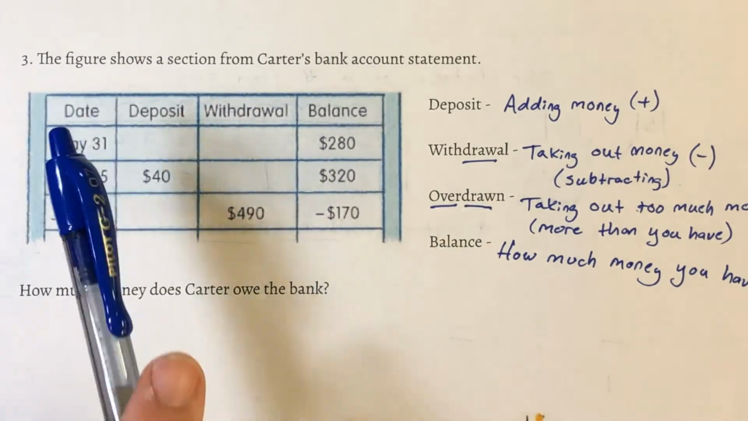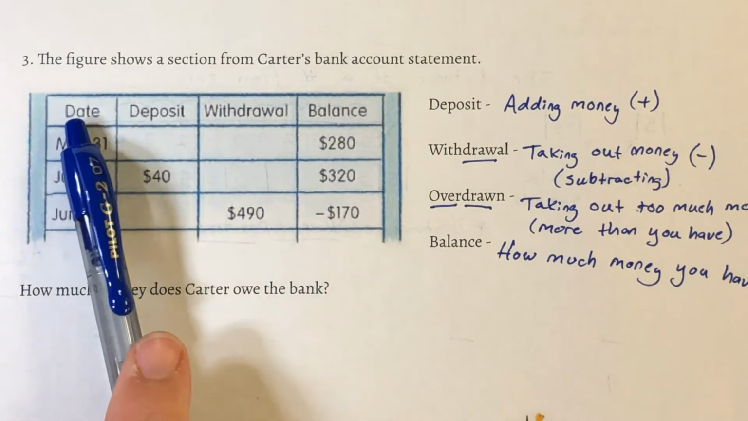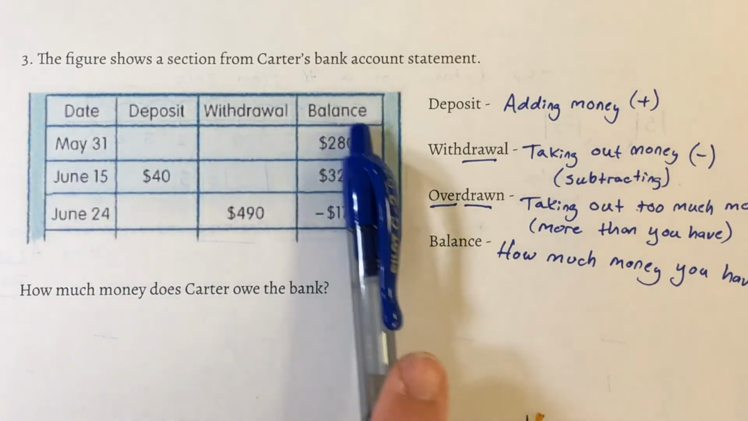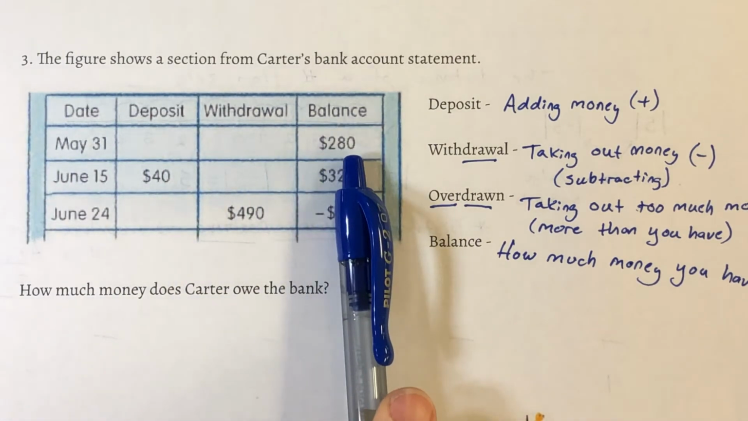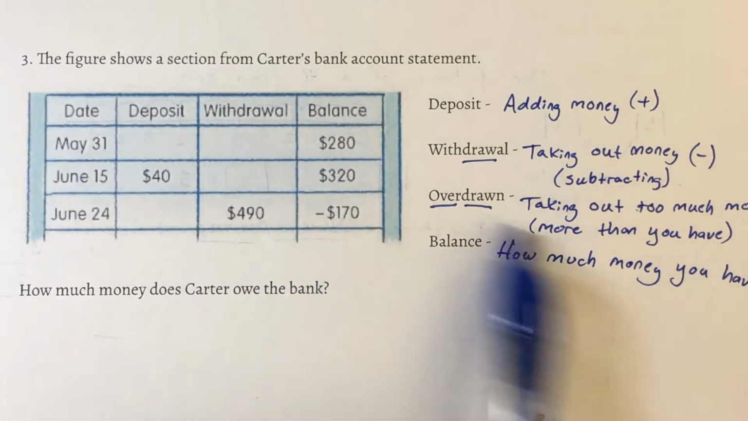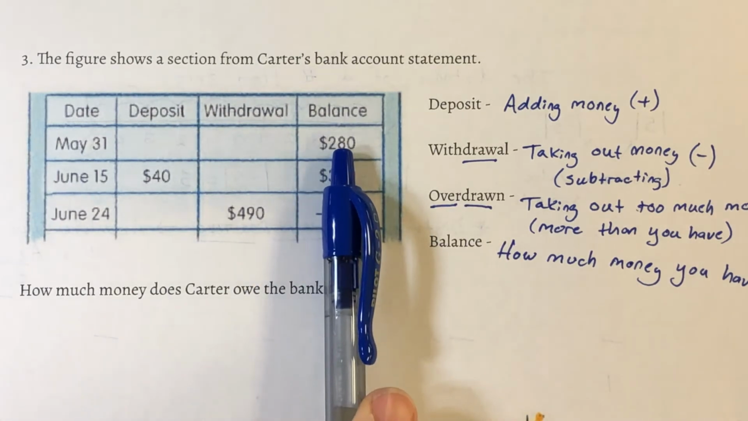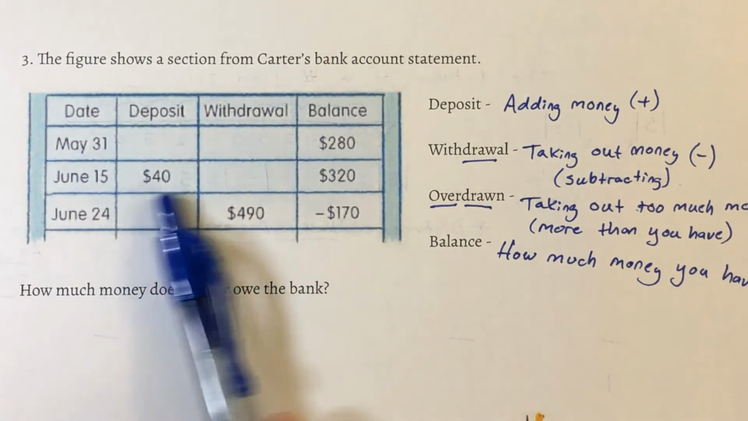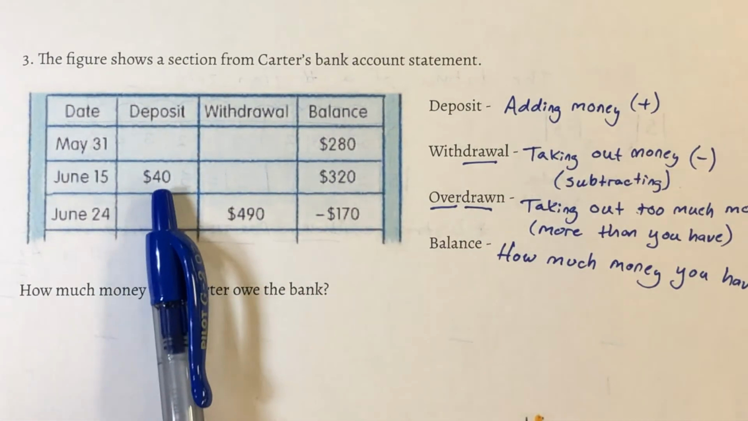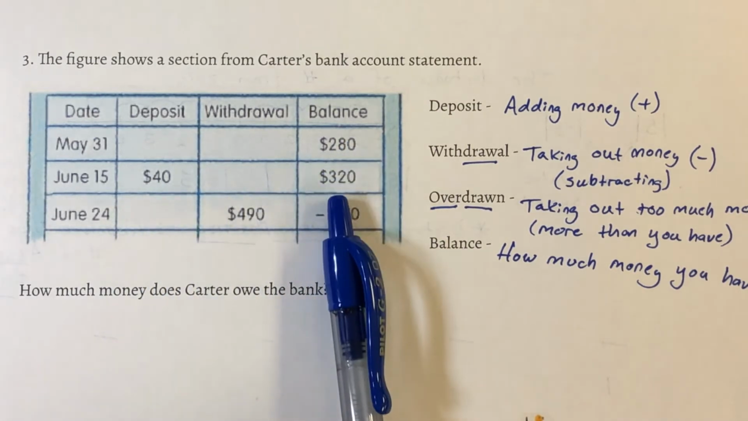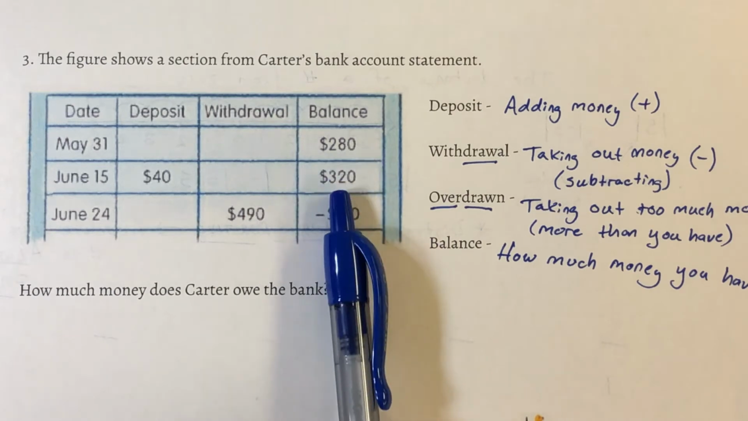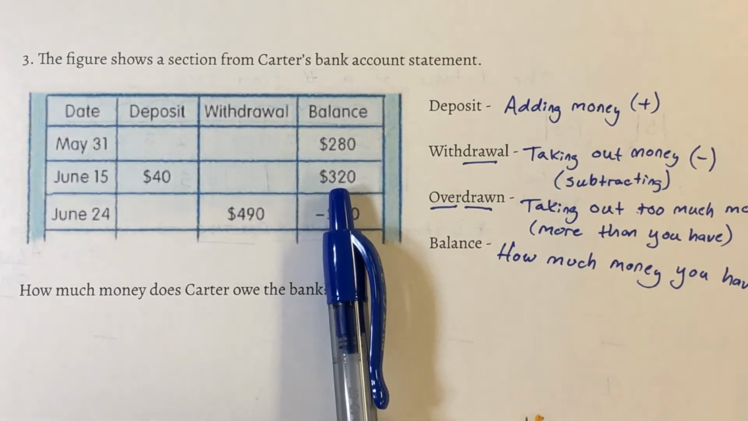Okay, so let's look through this little section from Carter's bank account. On May 31st, he had a balance of $280. This means he had $280. On June 15th, he made a deposit of $40. Deposit means adding money. So essentially, he added $40. You'll notice his balance went up. How much did it go up? It went up $40 from $280 to $320.